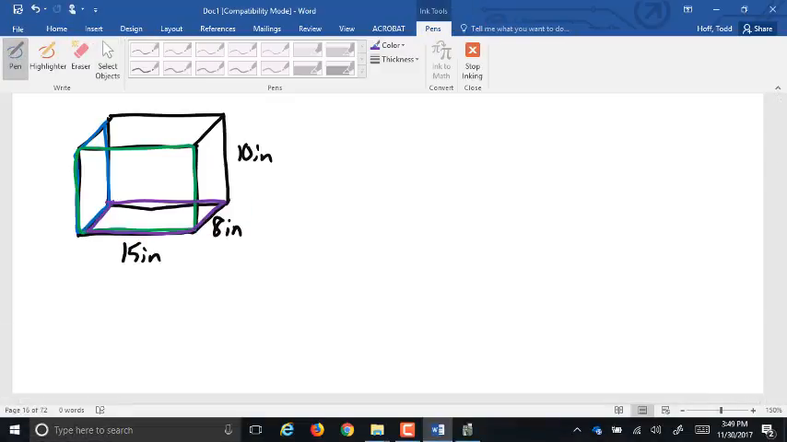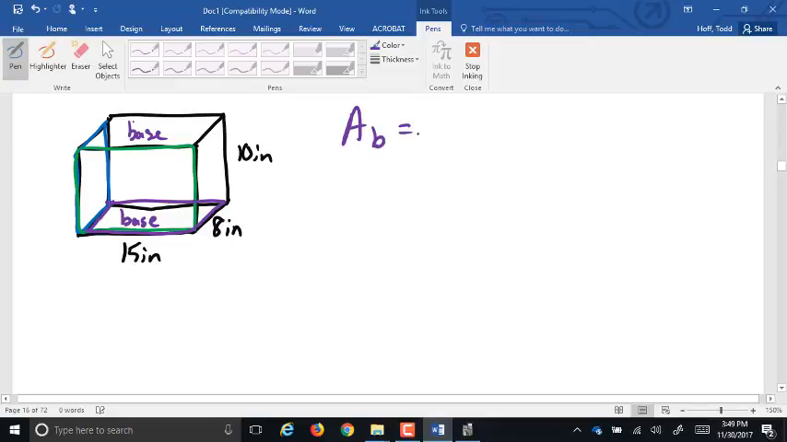So when we're dealing with a box like this, we do usually refer to the bottom as the base. Now, of course, the top is the same shape. That's also considered a base as well. So to find the area of the base, that capital A with the little b subscript stands for area of the base. In this case, it's just the area of a rectangle. 15 inches by 8 inches. 15 by 8 is 120. Inches times inches is inches squared.